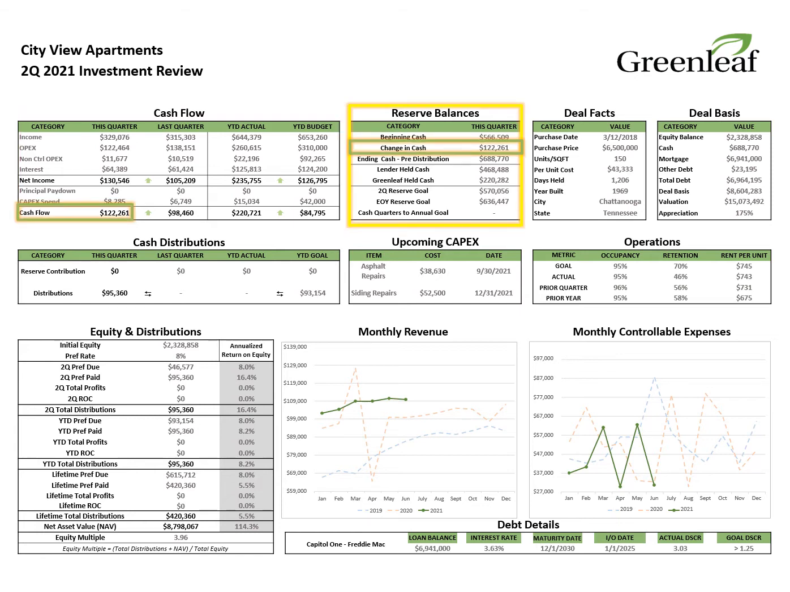The cash flow figure feeds directly into the reserve balances line, change in cash. This is how much cash the property added to the balance sheet this quarter. The ending cash pre-distribution item is how much cash the property had at the end of the quarter and is the number we use to conduct our distribution analysis.